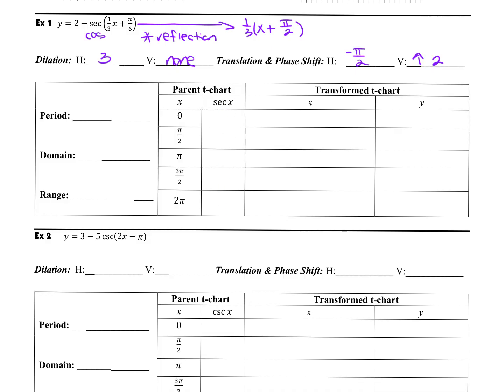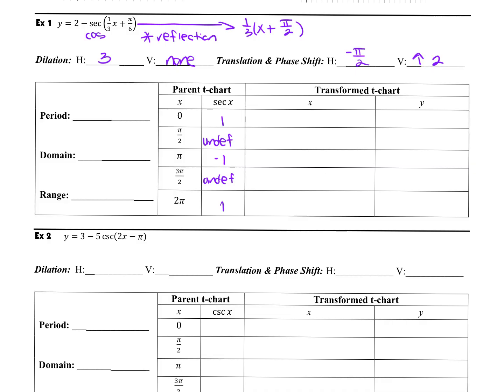Okay, our secant of 0 is 1. That's at an angle of 0. Our secant of pi over 2, this is going to be undefined. We haven't talked about what that's going to look like yet. Secant of pi is a negative 1. Secant of 3 pi over 2 is undefined again. And secant of 2 pi is 1.